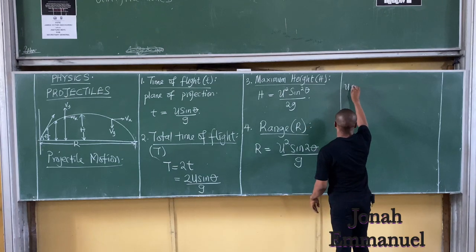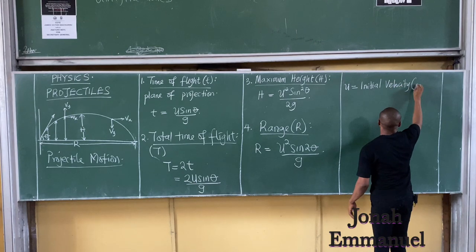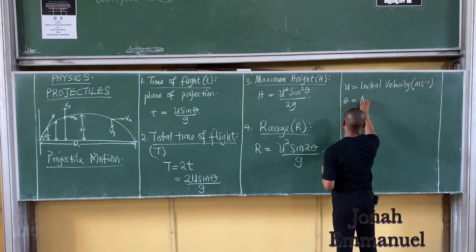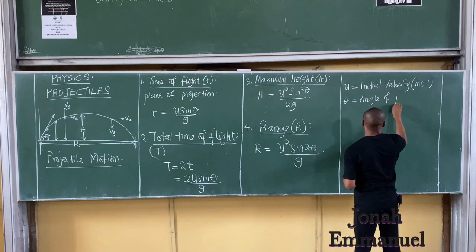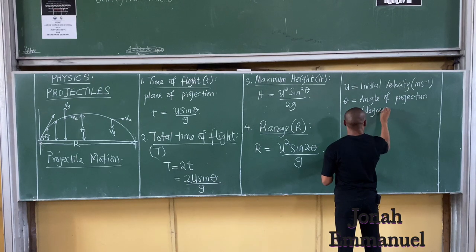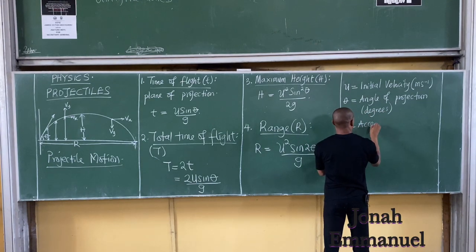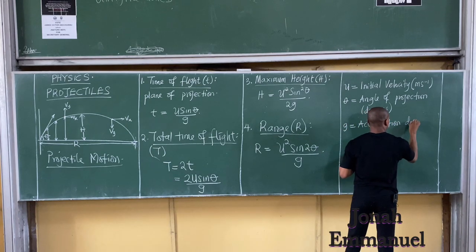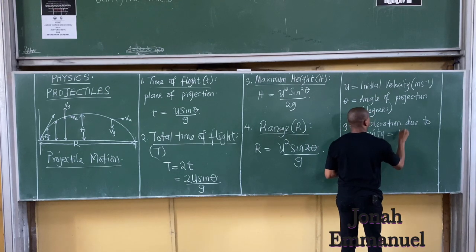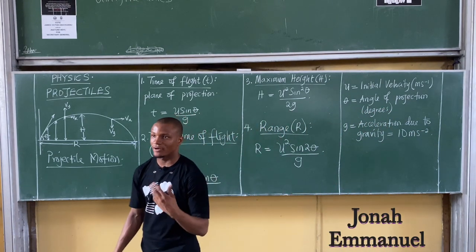Where u is equal to initial velocity, of course, in meters per second. Theta is equal to angle of projection. This should be in degrees. G is equal to acceleration due to gravity. That should be about 10 meters per second squared. But we prefer to use 9.8. Now you can use 9.8 or 10.